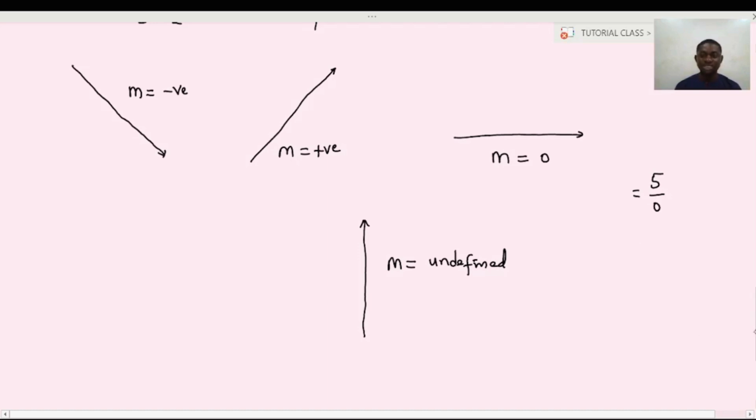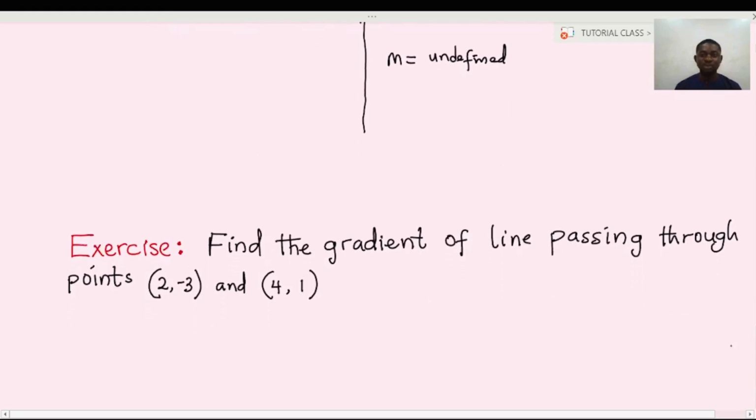Now I believe you understand this. I'll give you time to go through this on your own. This exercise. Find the gradient of the line passing through the points this and this. I want you to take your time. Yes, try it out. You can drop your answer in the comment section provided below.